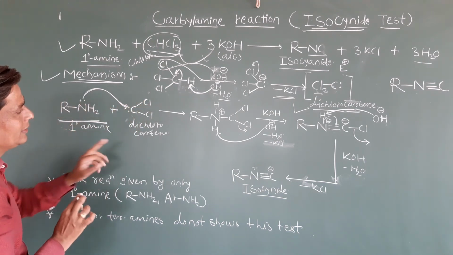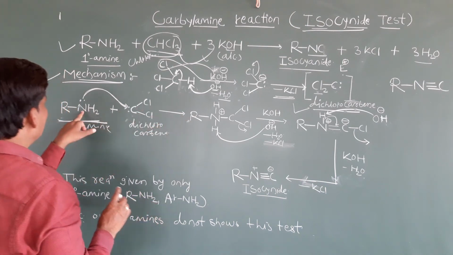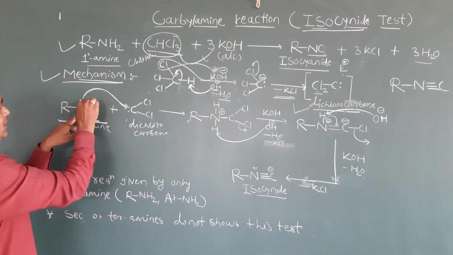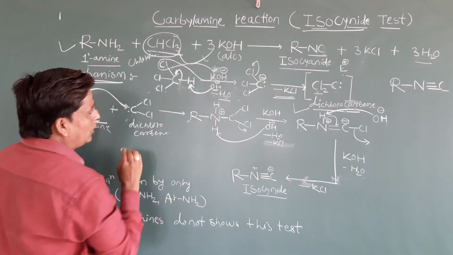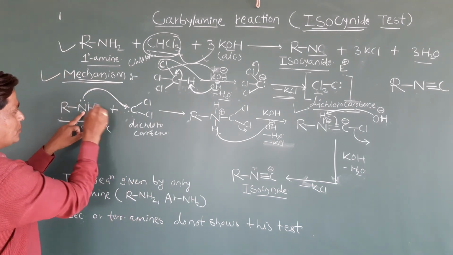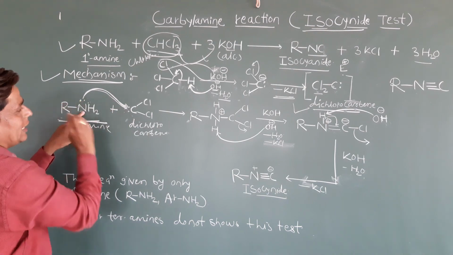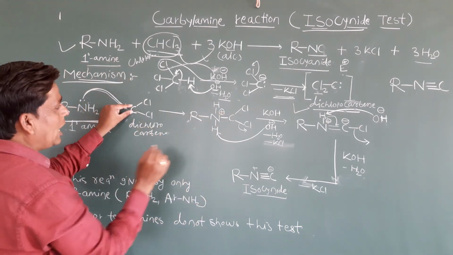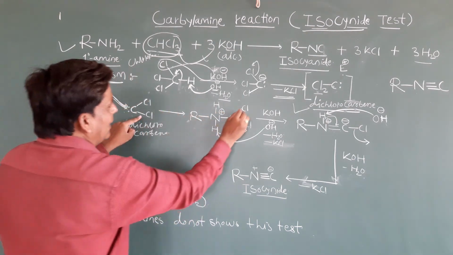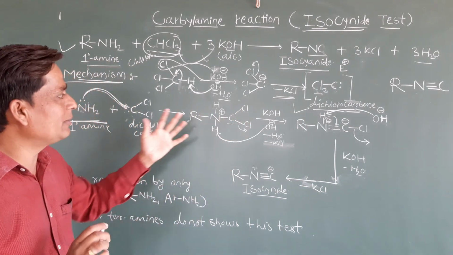The whole group will join here. Take this R as it is, then this nitrogen as it is, then these 2 hydrogens as it is. Because the NH2 group has joined here, now this carries the plus charge. Now this carbon as it is and this 2Cl as it is. But now it is an unstable form.